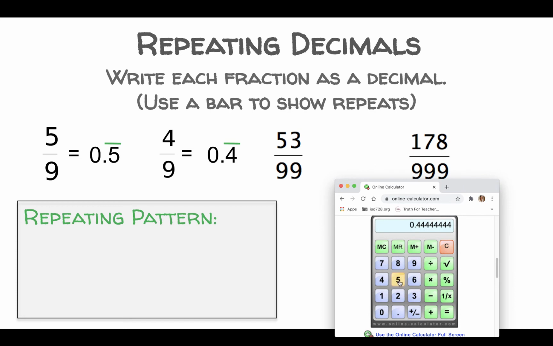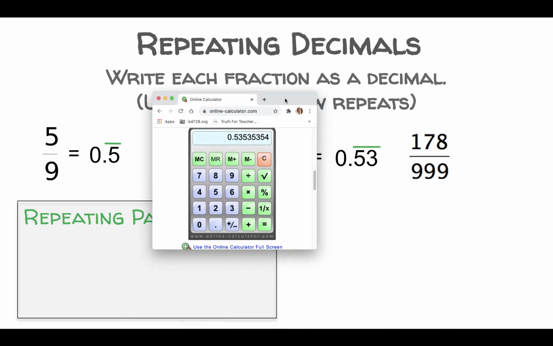53/99. Let's change that to a decimal. 53 divided by 99. 0.535353. It rounded up that 3 to a 4, right? The calculator screen can't go on forever, so sometimes it'll round up that last digit if it's appropriate to. Since the digits 5 and 3 repeat, we want to make sure that the notation bar goes over both of those digits. Here's our final example, 178/999.